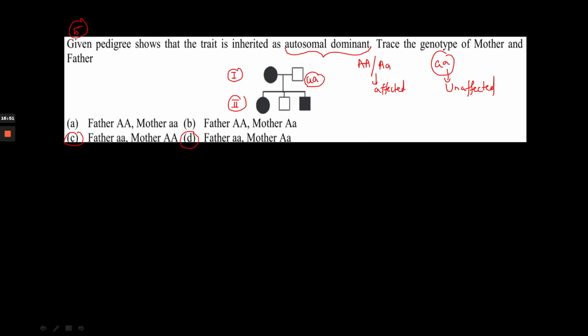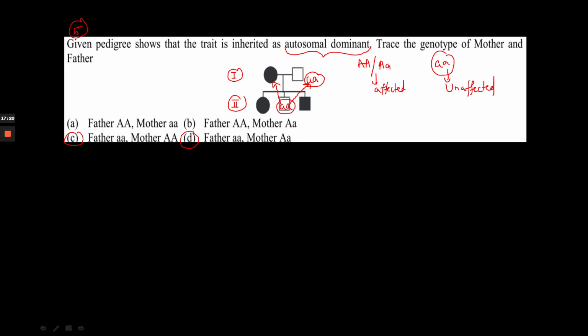This individual, the male child, is also unaffected. So it is again homozygous recessive. Now, in order to have this type of genotype in this male child, one A must be coming from the father, but another A has to come from the mother, because during fertilization all the gametes fuse together, right? And the gametes have only either of the chromosomes, right?